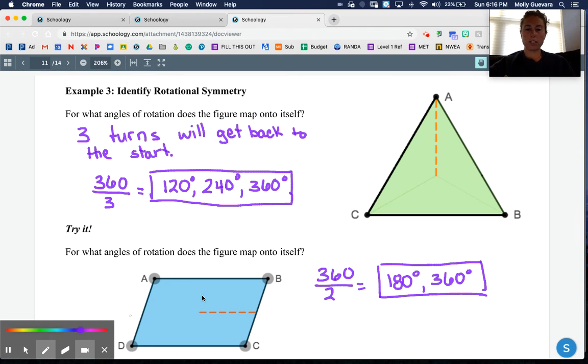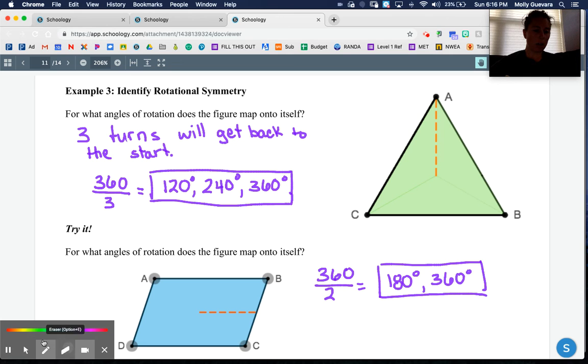All right, so let's check our work here. If I turn this 90 degrees, it will not line back up on itself. I have to turn it 180 before it will line back up on itself. So because it takes 2 rotations to get back to the start, I'm going to take my 360 and divide it by 2, which gets me 180 and 360.